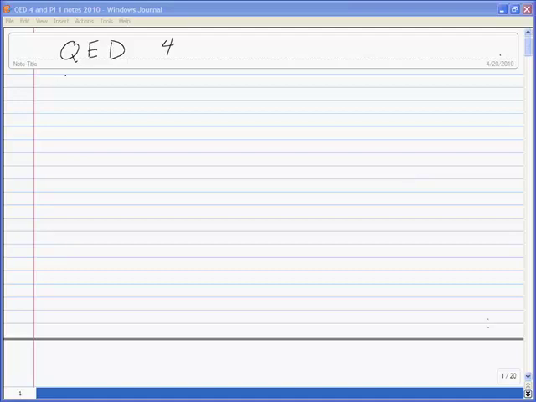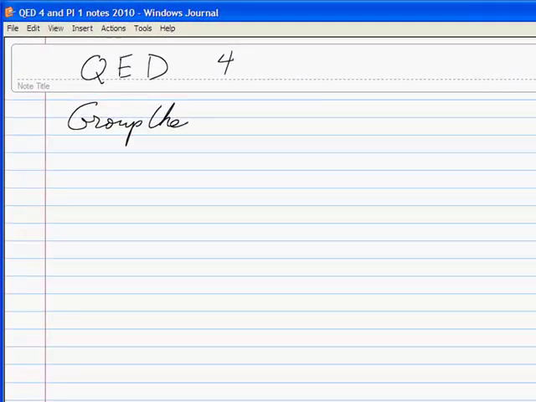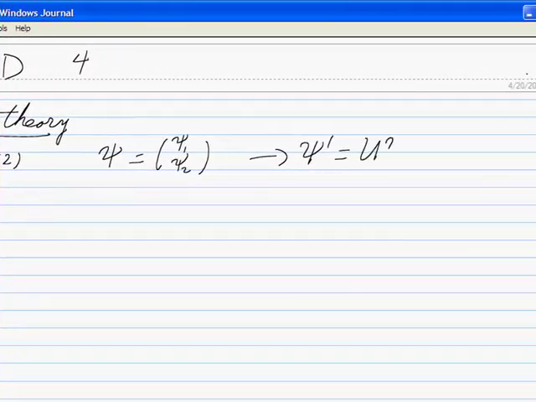Let me quickly review a little bit of the group theory that I'm doing, because I'm setting up the non-abelian case, Yang-Mills theory. Basically what I was doing is SU(2). I took two objects, psi is upper psi 1 and psi 2, and I took the invariance, psi prime is U psi, where this is a 2 by 2 matrix.